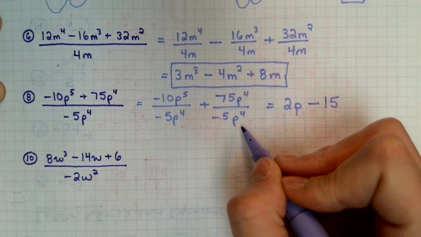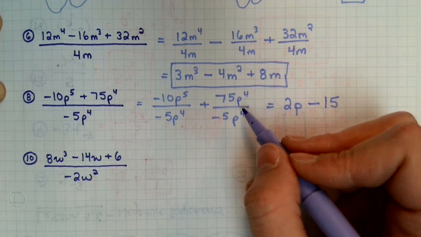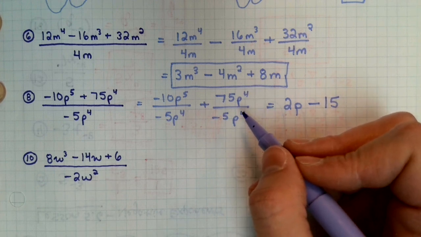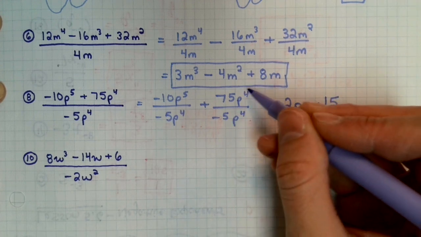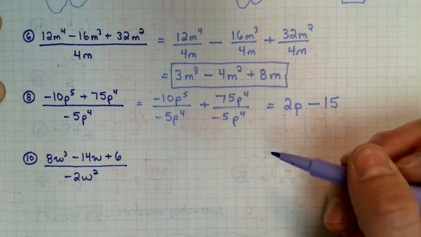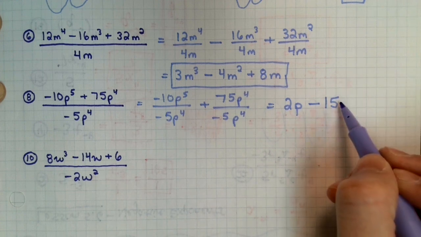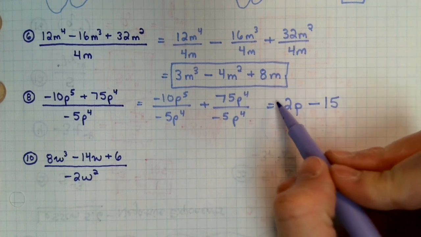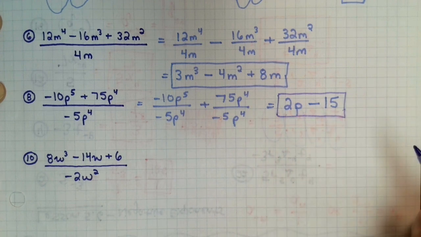And then p to the 4th over p to the 4th, again, there are a couple ways you could think of this. If you just use your quotient rule, you'd say 4 minus 4 is 0, p to the 0 power is 1, or you could think of it as, again, a fraction. If you have the same thing on the top and the bottom of that fraction, the numerator and the denominator are the same, it equals 1. So 15 times 1 is just going to be 15. And this ends up being the final answer for that question.